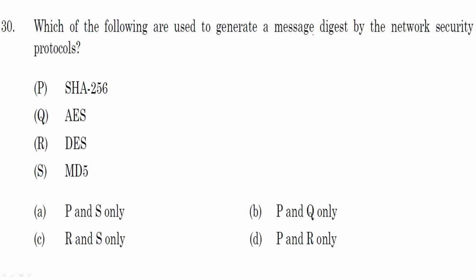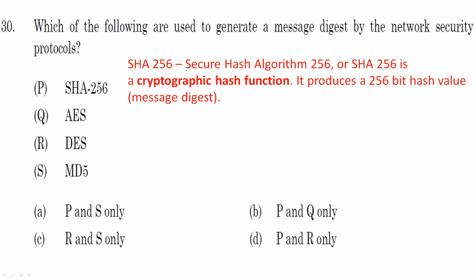Which of the following are used to generate message digest by the network security protocols? So there are four methods given, so let's see what they are. SHA is a secure hash algorithm, SHA-256, a cryptographic hash function, and it produces a message digest of 256-bit hash value. So yes, SHA is used because it is used to generate message digest.